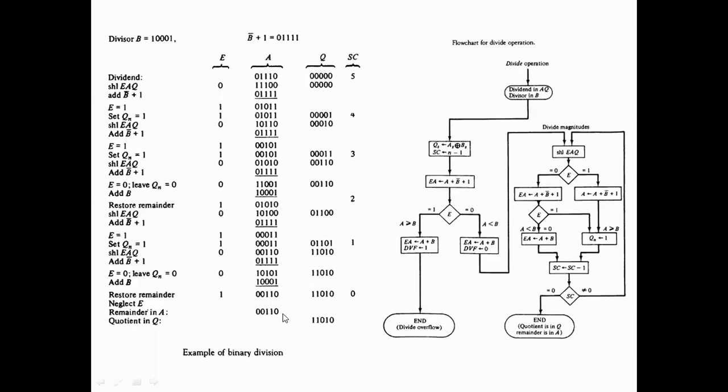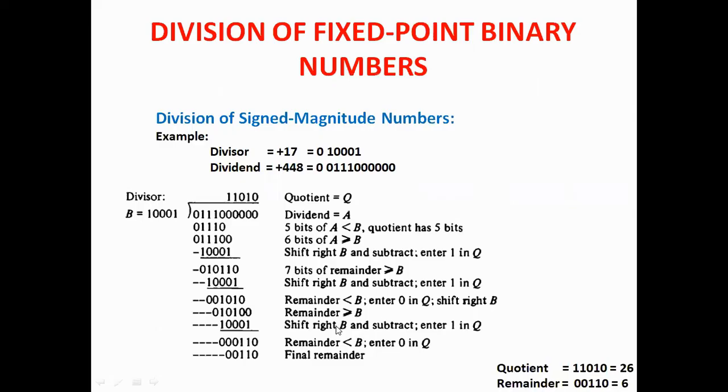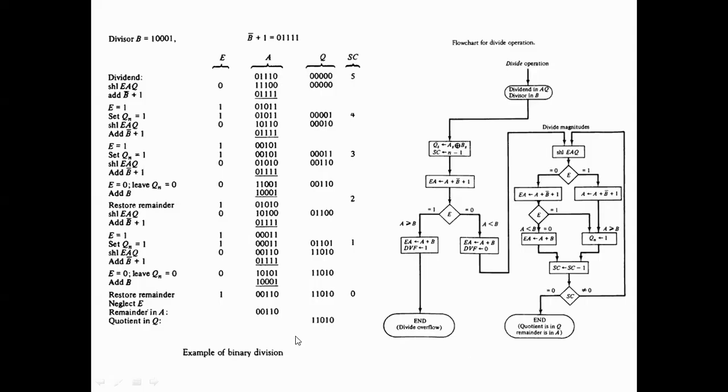And if we repeat these 4 steps continuously, we will automatically get the answer, and we can check that this is the answer. This is 6, and this answer will be, which we already saw, 26. So this is the same example. So answer is same. This 11010 is quotient, and 00110 is remainder.